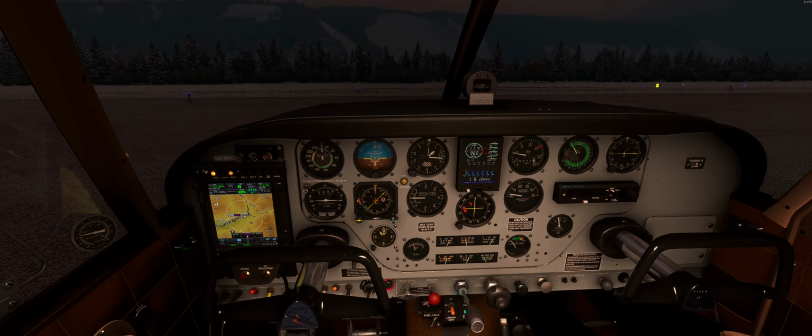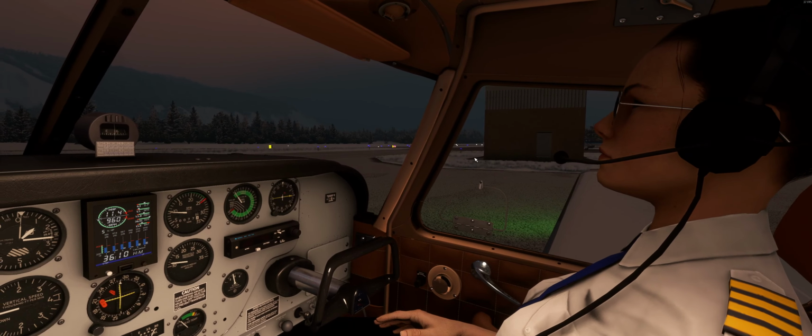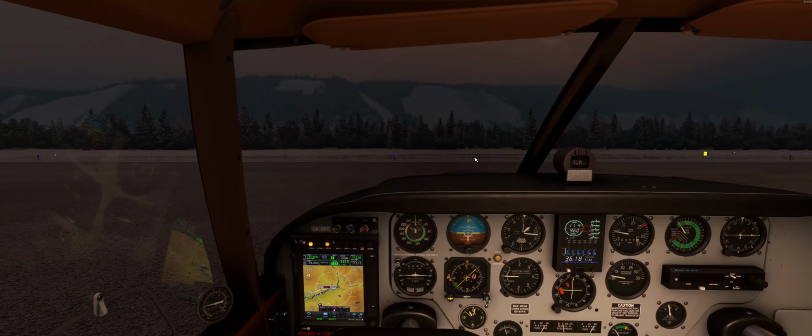Healy River traffic, Oscar Kilo Alpha Charlie, Piper Comanche on the ramp, taxiing for runway 33, Healy River. Parking brake. Brakes are working, very good.